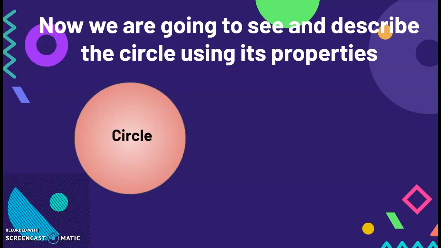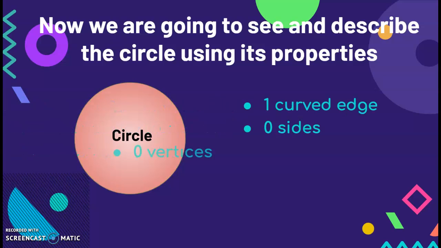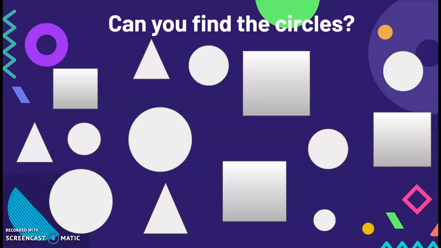A circle has 1 curved edge. If you can see that yellow shape, the yellow boldness coming in and out, it just has 1 curved edge, my friends. It has 0 sides, it has 0 vertices, and it has 0 angles. Your turn to find them.